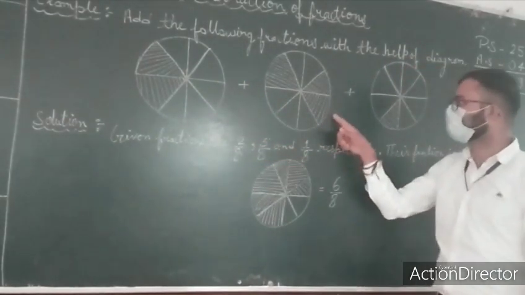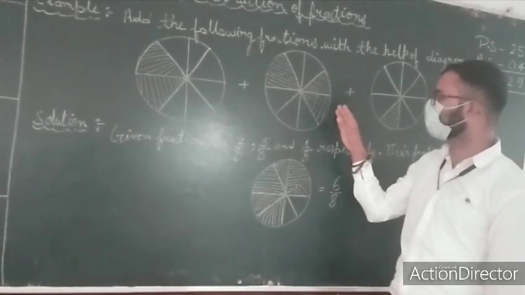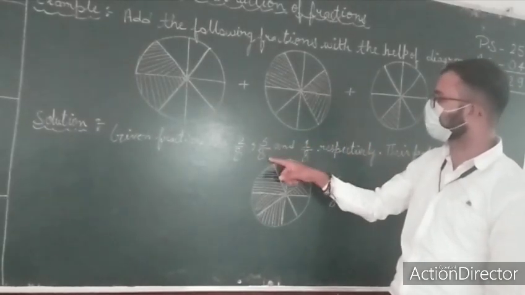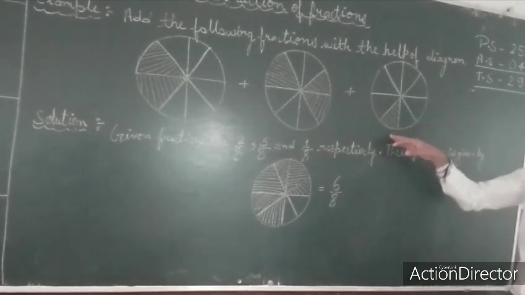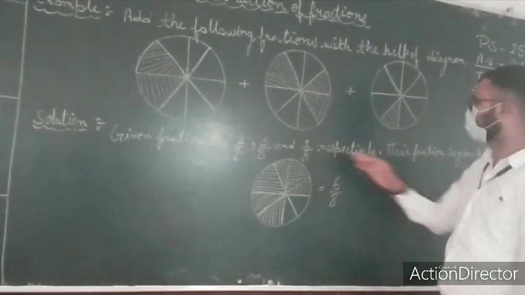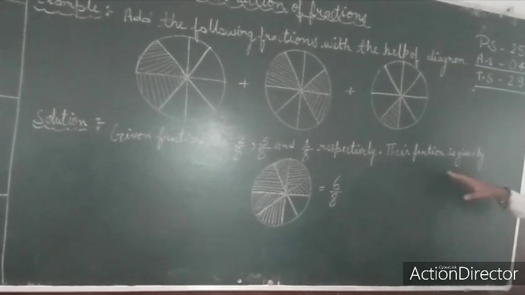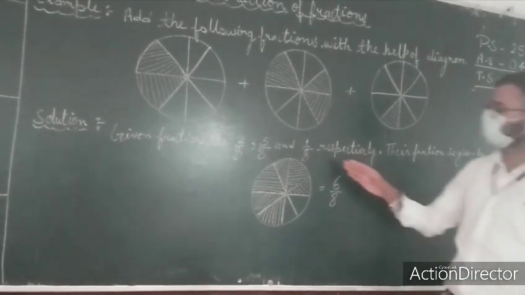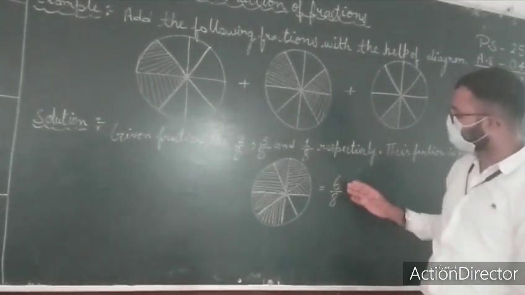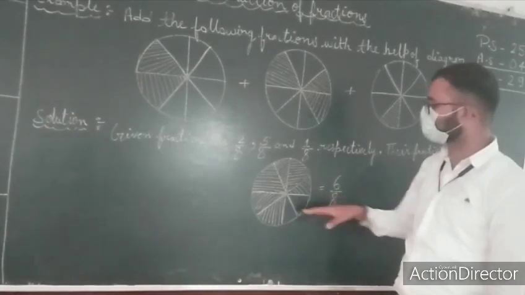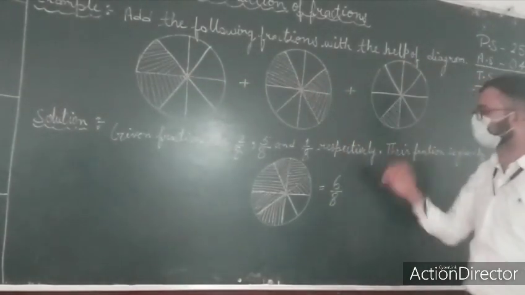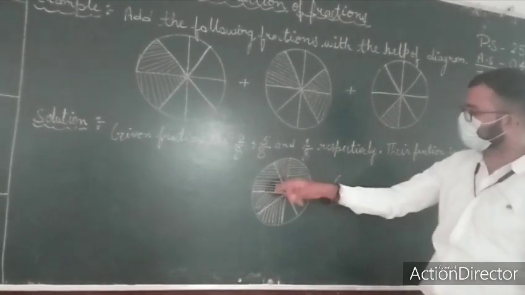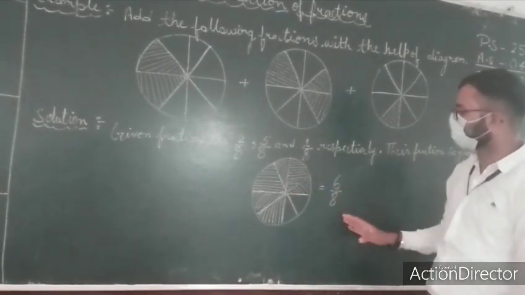In the second figure, the shaded parts are 3 and total parts 8, so we write 3 upon 8. In the third figure, the shaded part is 1 and total parts 8, so we write 1 upon 8 respectively. Similarly, their sum is given by 6 upon 8. How do we get 6 upon 8? First we draw this circle, and the total shaded parts are 1, 2, 3, 4, 5, 6. So we write 6 upon 8, and here we shade 6 parts out of 8 parts.